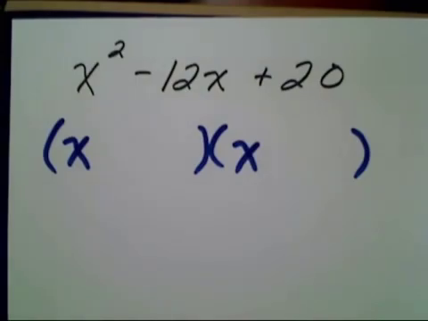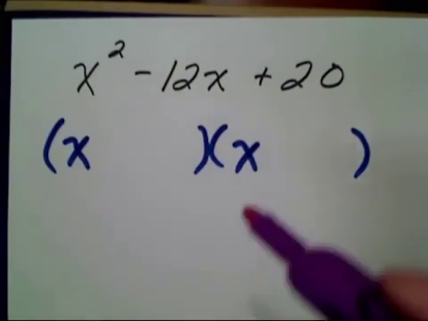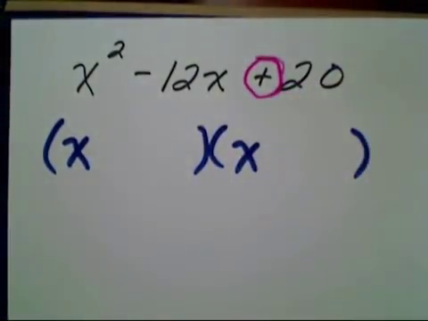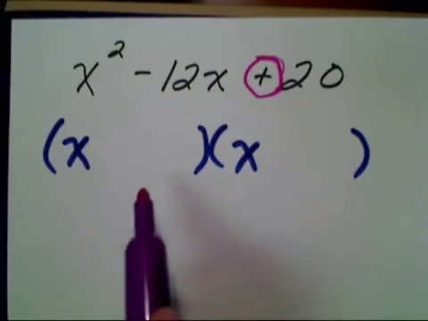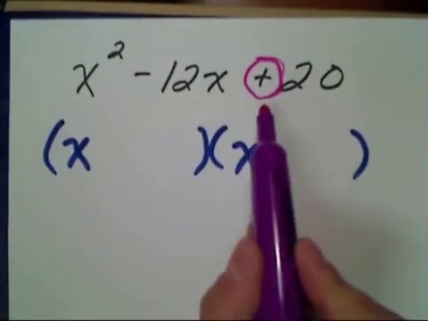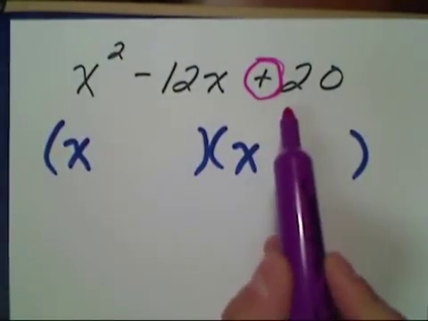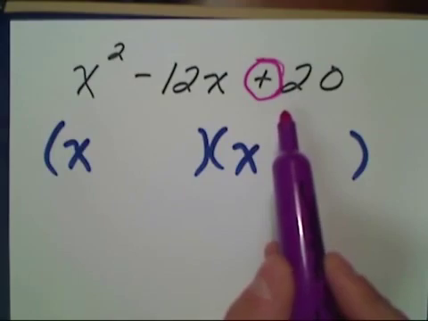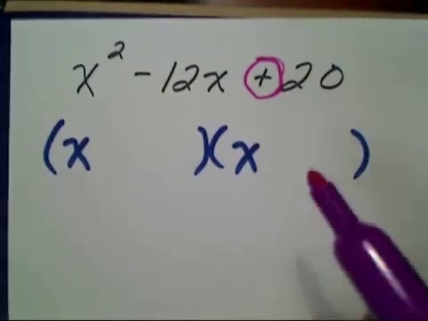Well, this is when I go to my signs and I say, what do I know about signs? Okay. If this sign is positive, that tells me that both of my signs in the binomials have to be the same, because the only way to get a positive 20 is a positive number times a positive number, or a negative number times a negative number. So I know that both signs are going to be the same.